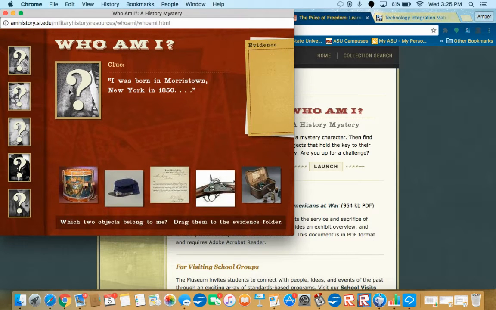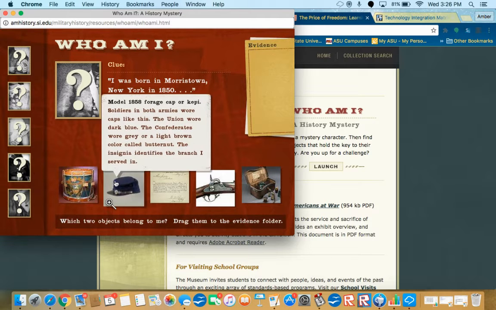So we obviously know it's got to be some sort of a soldier because he's in soldier uniform. And it says, I was born in Morristown, New York in 1850. Which two objects belong to me? Drag them to the evidence folder. Well, we know he was born in New York, so he would have been a Union soldier. And we know he was born in 1850, and the war was between 1861 and 1865, so he would have been young. I mean, he would not have been 18 or an adult yet.